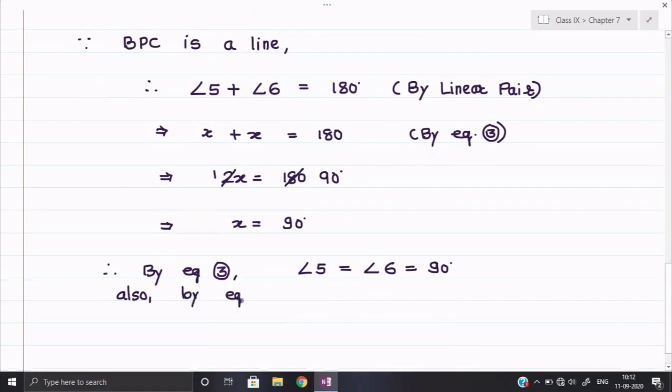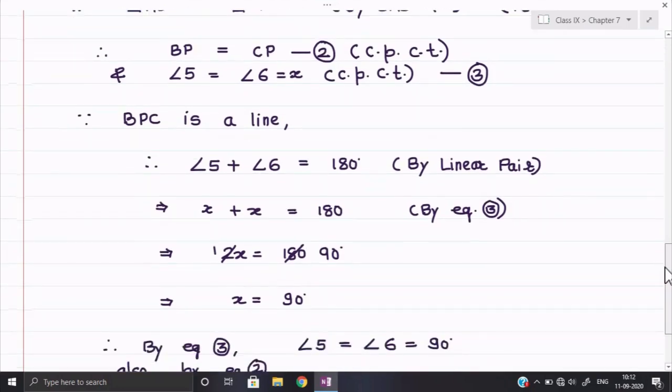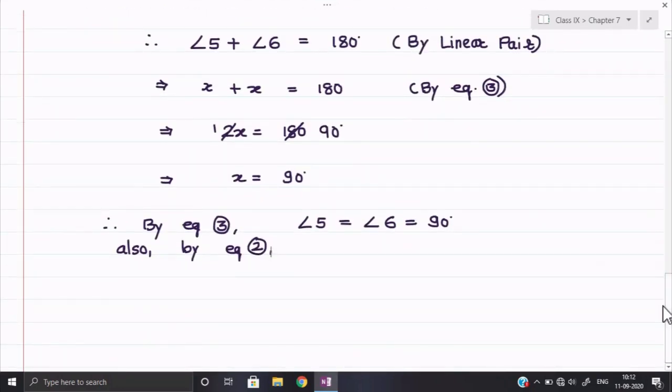Also by equation second. Equation second, what we have? Once you check in the equation second, see, we have given that BP is equal to CP. So equation number second, we have BP is equal to CP. Now you observe, can we say that AP is the perpendicular bisector of side BC?